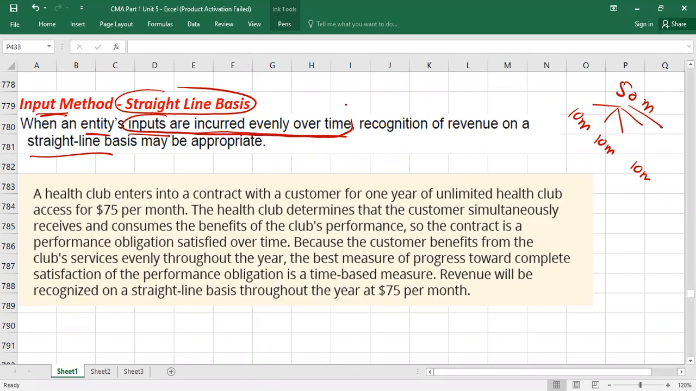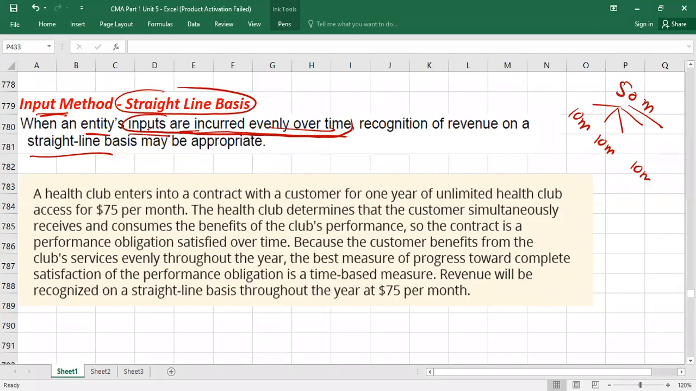Simply take contract price, divide with the number of years, you will get one amount. That amount can be booked every year. But what is the condition for that? Inputs are incurred evenly over time. Understood? Clear? There will not be any calculation for this. What calculation he will give you? Nothing. So contract price will be given. Divide with the number of years, you would get yearly revenue.